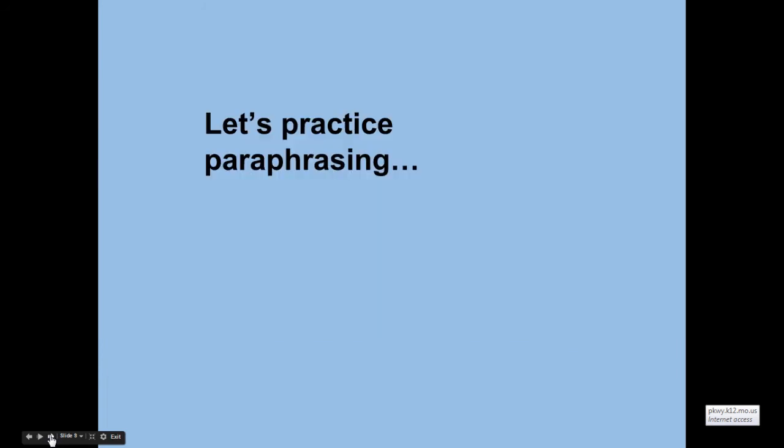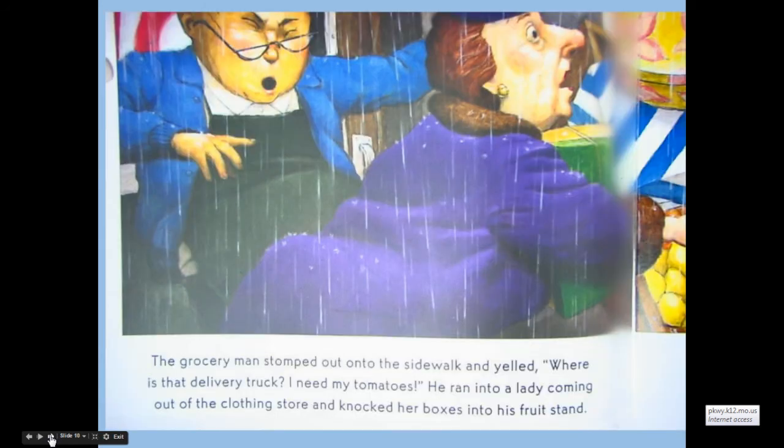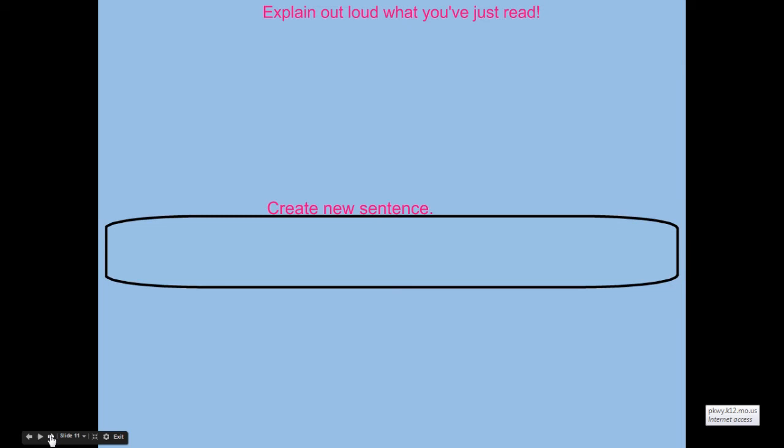Let's practice. Here's an example from a fiction text. We do this all the time when we read stories. This is a page from a story, and let's practice. The grocery man stomped out onto the sidewalk and yelled, "Where is that delivery truck? I need my tomatoes." He ran into a lady coming out of the clothes store and knocked her boxes into his fruit stand. Now, if I want to paraphrase, I remove that and I'll put it in my own words.